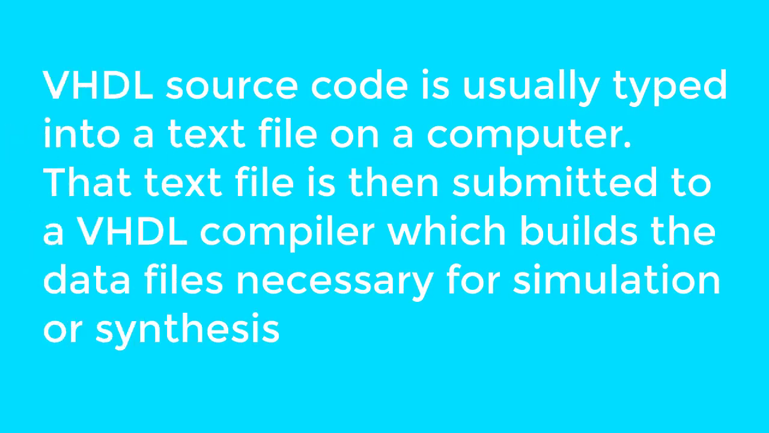VHDL source code is usually typed into a text file on a computer. That text file is then submitted to a VHDL compiler which builds the data files necessary for simulation or synthesis.